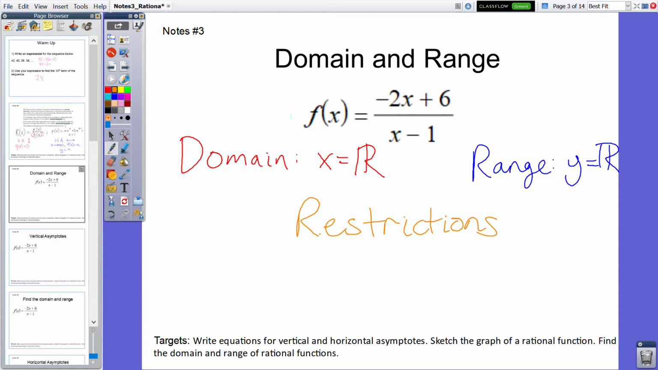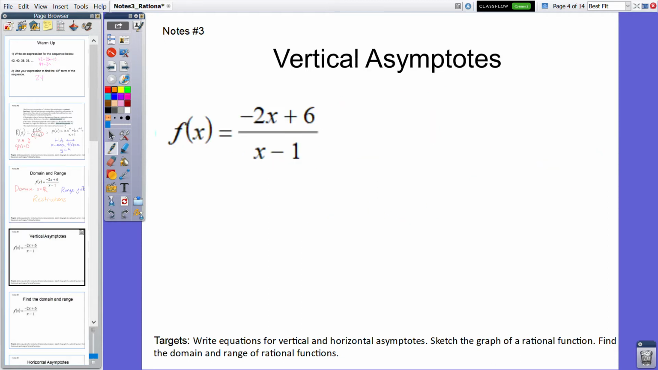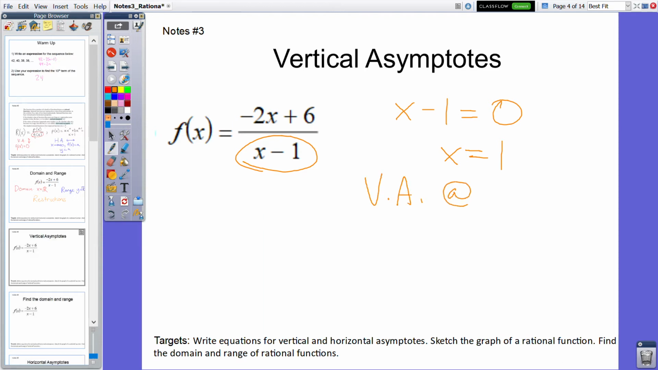So the first thing we want to do is look at our vertical asymptotes. So we're going to put into practice what we saw here. We're going to take our denominator, which is x minus 1, and we're going to set that equal to 0. So x minus 1 equals 0. When we solve that equation by adding 1 to both sides, we get that x is equal to 1. That means that there is a vertical asymptote in this graph at x equals 1. It's a vertical line at that value there.